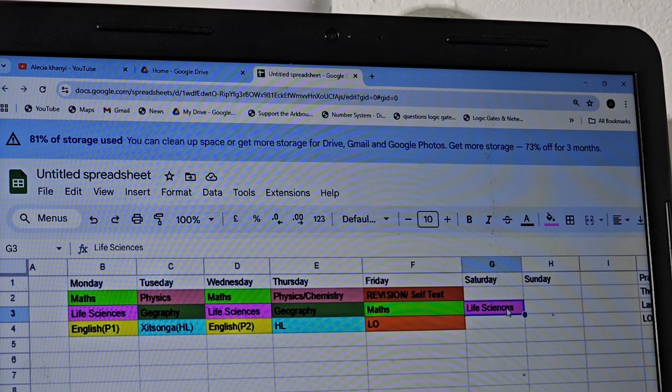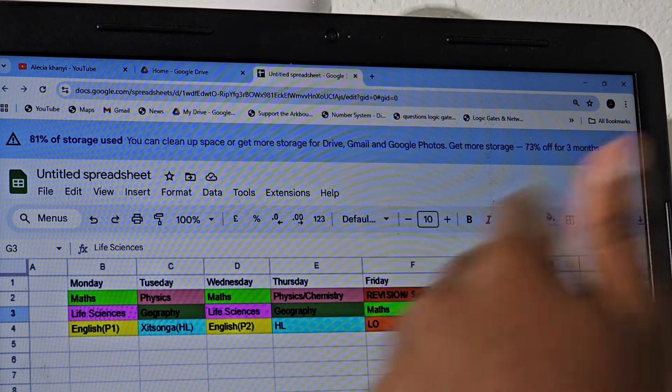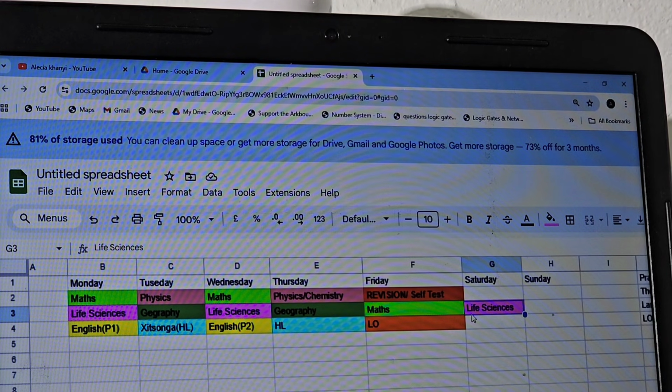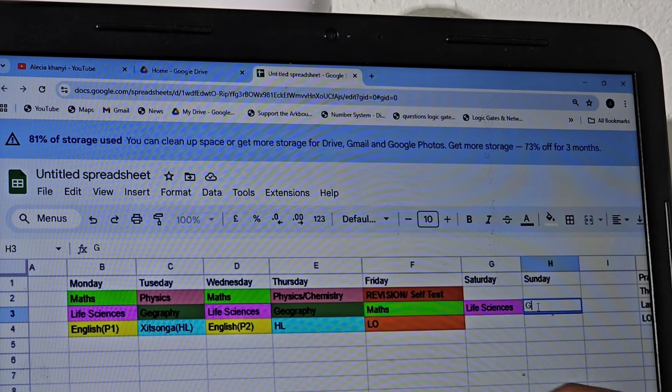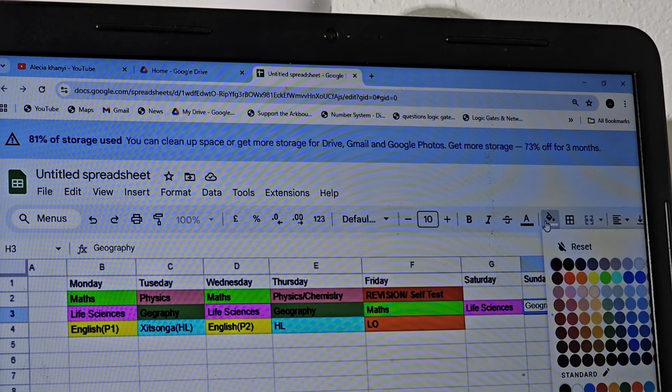And then, additionally, what else don't I see here? On a Sunday, there's nothing wrong with doing a subject back to back. But for me personally, it's still about balance and all this kind of stuff. I would rather add geography here on Sunday, because geography then shows up.